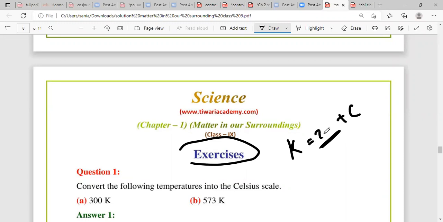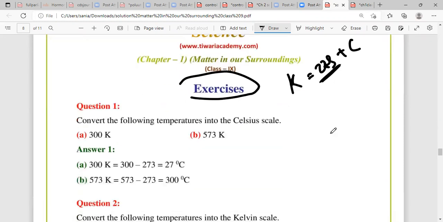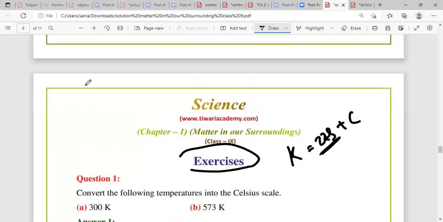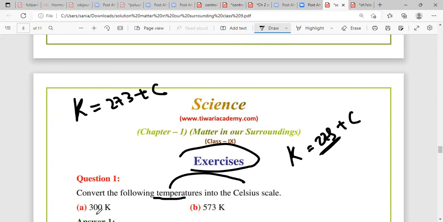273. Yes, 273. So this is the formula. Adil, this is for you because you were absent. K equals to 273 plus C. This is the relationship between these. So now you have to convert the temperature into Celsius. This K is given. You can find out C. So both of you do it with this formula. K is given. So tell me what is the answer. First one Adil will tell, and second Justine will tell.